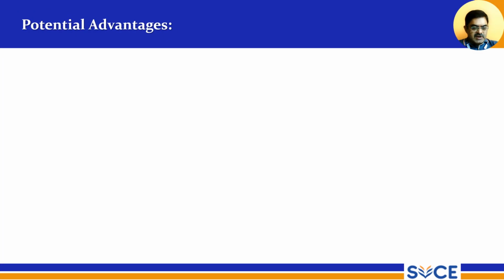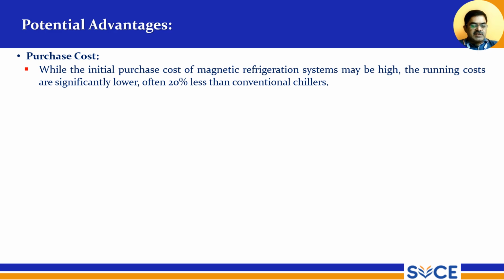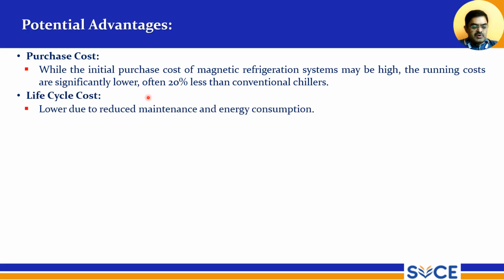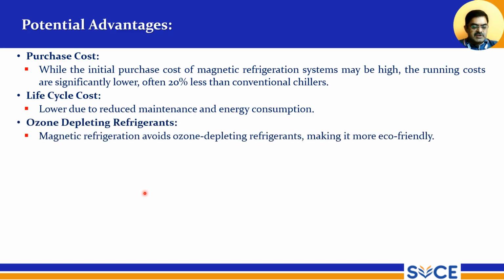So, potential advantages. Purchase cost: while the initial purchase cost of magnetic refrigeration systems may be high, the running costs are significantly lower, often 20% less than conventional chillers. So life cycle cost is lower due to reduced maintenance and energy consumption. And ozone depletion refrigerants: magnetic refrigeration avoids ozone depleting refrigerants, making it more eco-friendly.